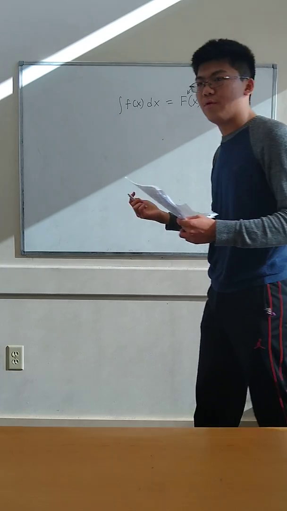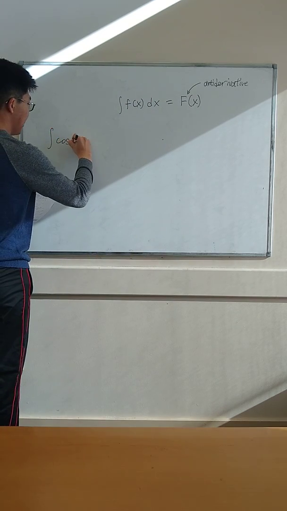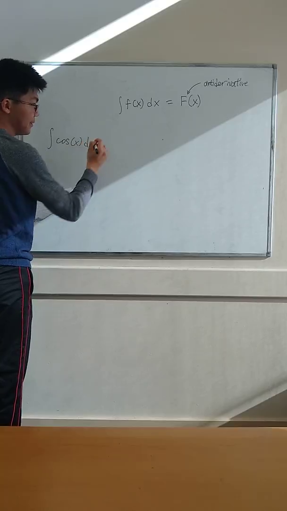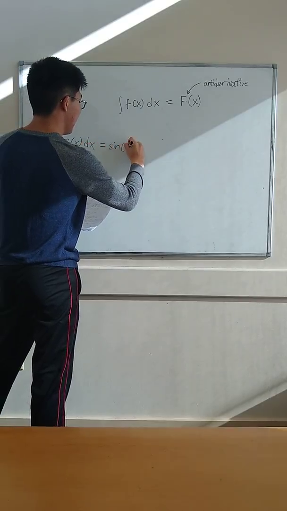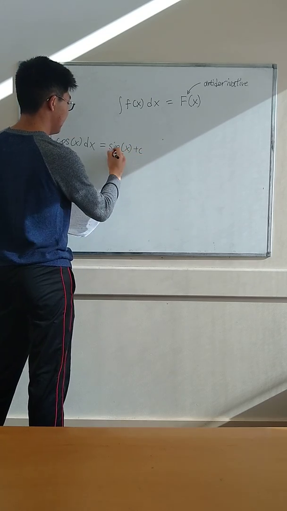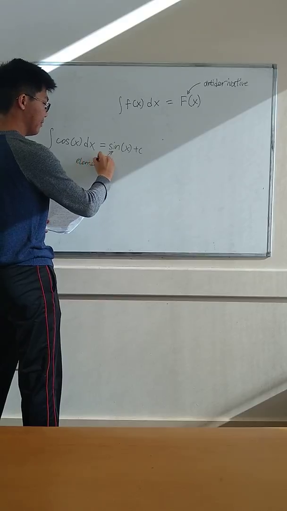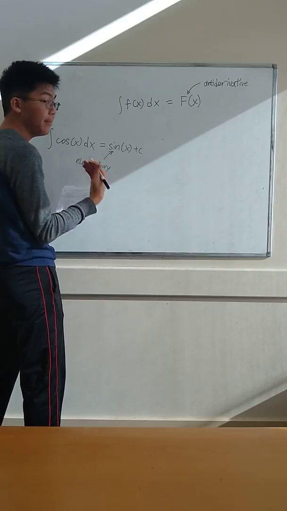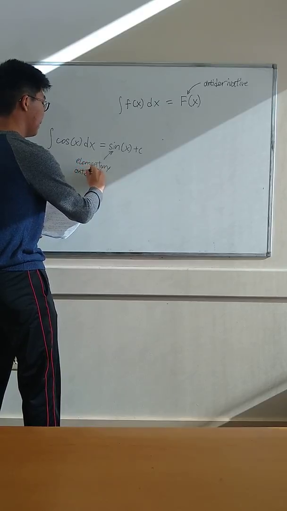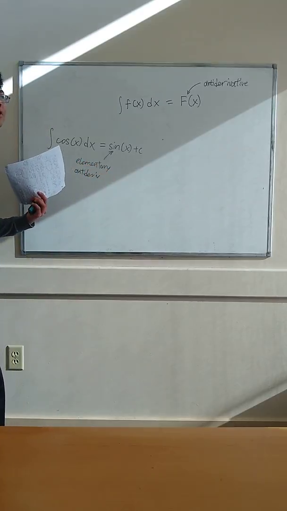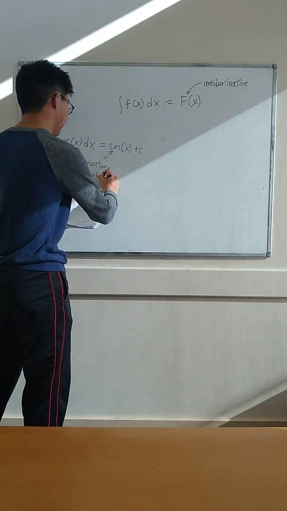In the case of normal functions, let's say we have the integral of cosine of x dx. The result is sine of x plus c. This is known as an elementary antiderivative. Now, what an elementary antiderivative means is this can be expressed in terms of the polynomial, trigonometric, and logarithm functions that we do know of.